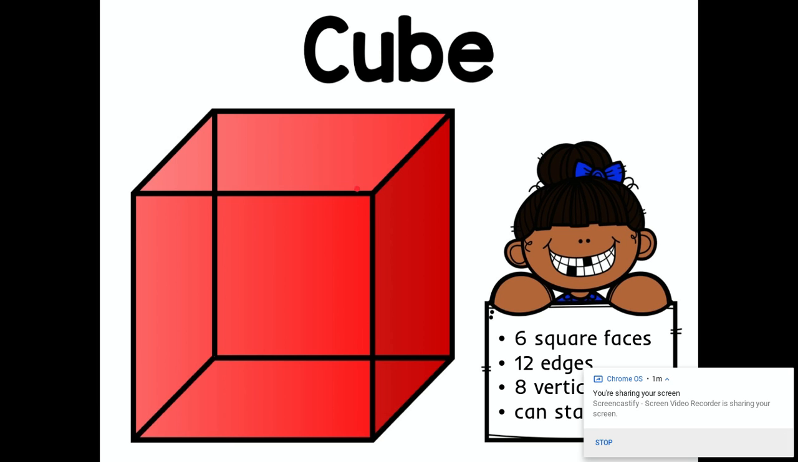So, we can stack cubes, but we really cannot roll them. And you can slide them, but not very well. So, this is a cube. We can also think of cubes as things like boxes, rooms in our house.